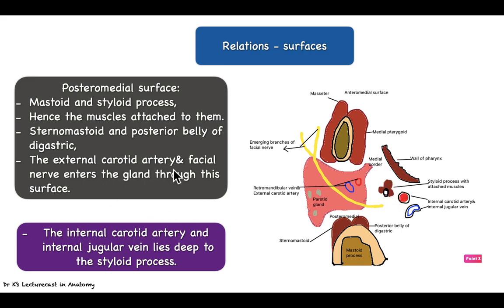The external carotid artery, this is very important here. External carotid artery and the facial nerve. Can you see here? The external carotid artery and the facial nerve enter the gland through this surface. When you go deeper, you can see the internal carotid artery and the internal jugular vein deeper to the styloid process.